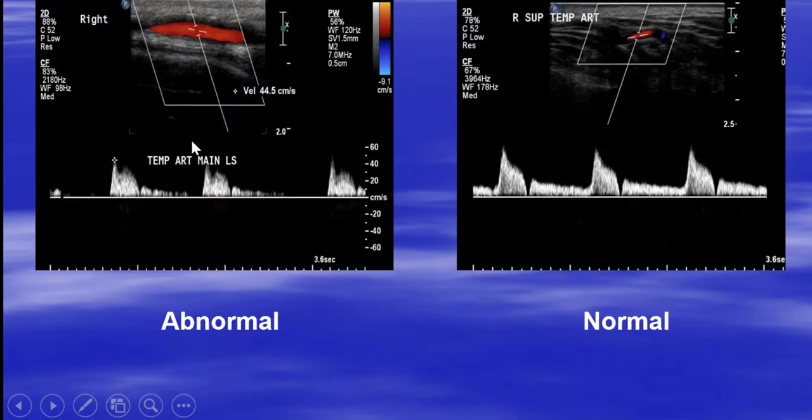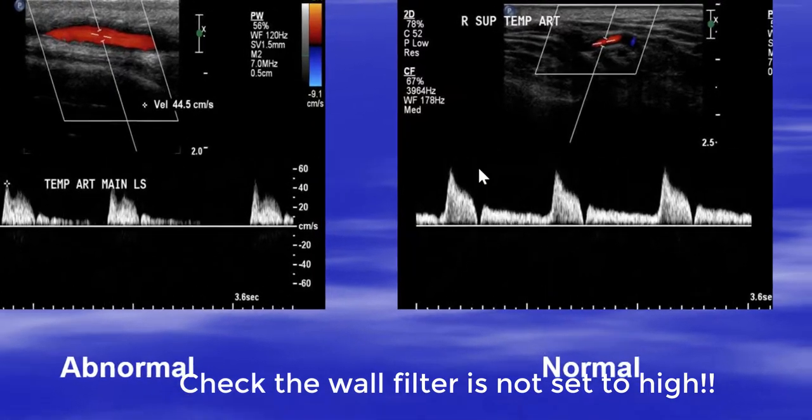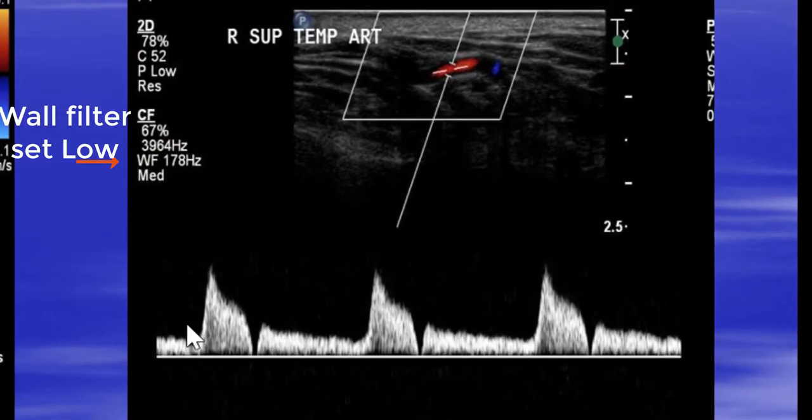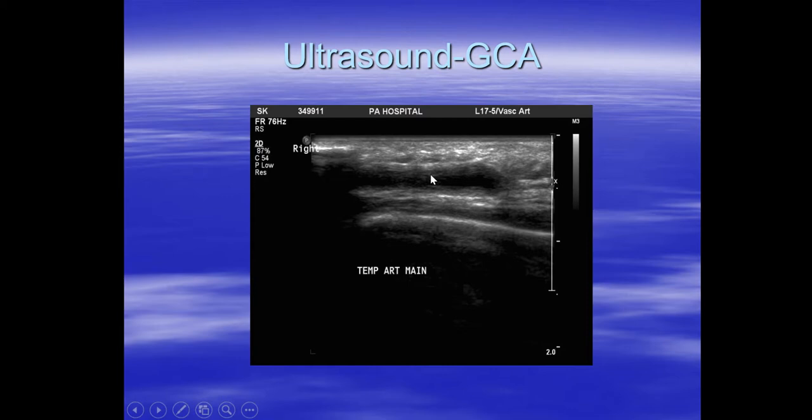Here's an abnormal Doppler, and as I was saying before, you can see the big thick-walled vessel here that's obviously not very happy. We've got quite a high resistance Doppler signal because it's going into a high resistance bed a little bit further down the track. And here's a normal vessel with lots of end diastole. Obviously this is quite happy, it's going into a much lower resistance bed.